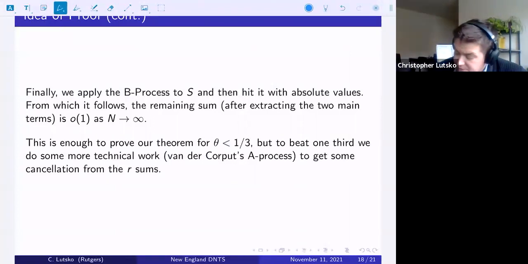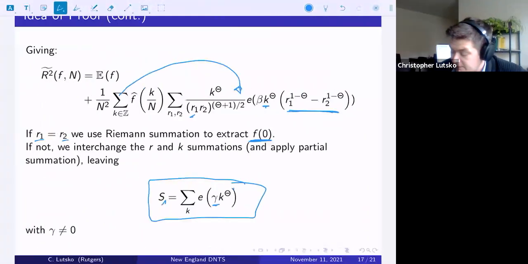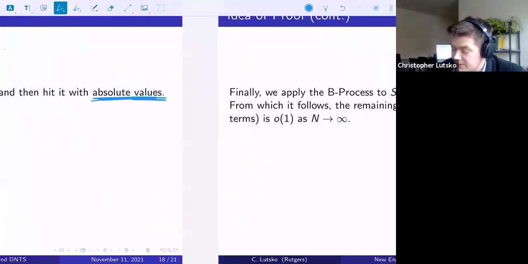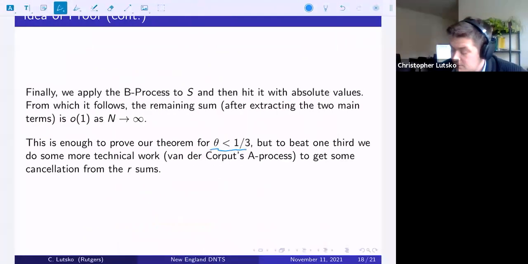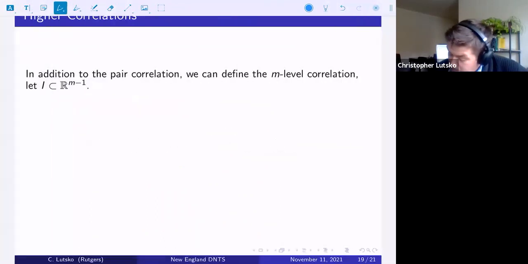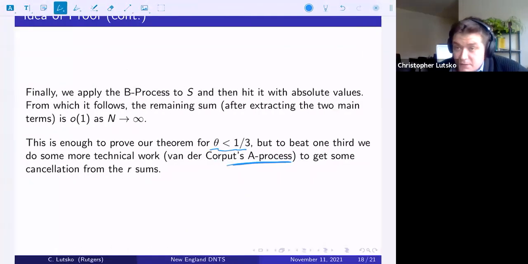And this is enough to bring you all the way up to 1/3, and then you can do a little bit of technical work. Essentially, we need to take advantage of the remaining R sums in order to get past the third. So this uses van der Corput's A process, but I don't really want to get into that. Okay, any questions about the proof?